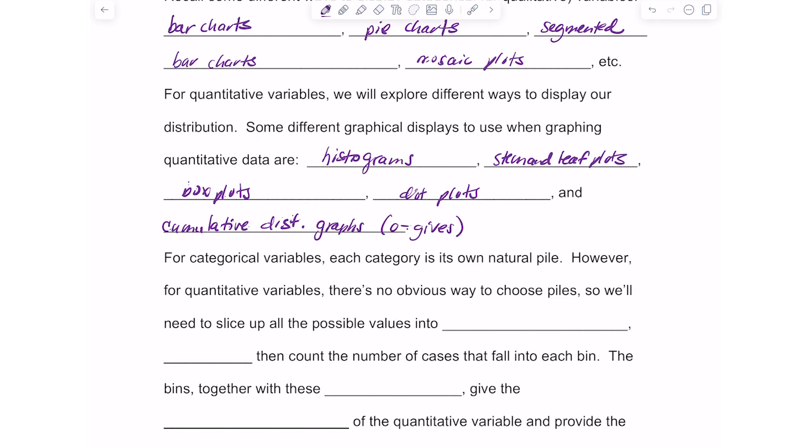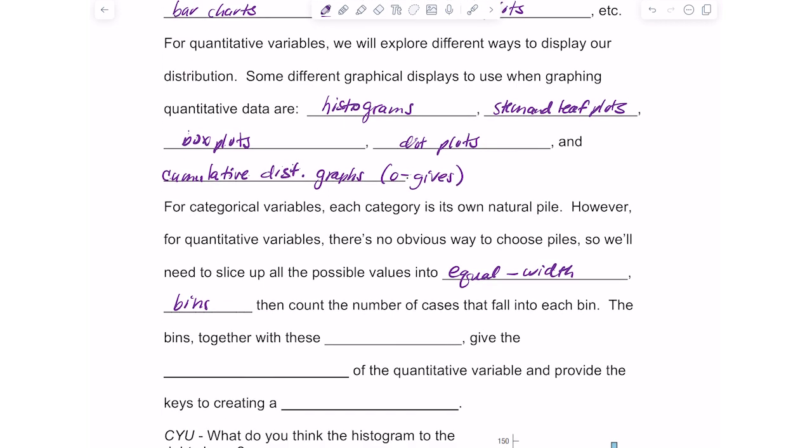So with categorical variables, each category was its own natural pile. When we're dealing with quantitative variables, there's no obvious way to choose those piles. So we need to determine our own way to pile all the data up. So we're going to slice them all up into equal width bins. And then we're going to count the number of cases, or the frequency, that fall into each bin. The bins, together with these counts, give the distribution of the quantitative variable, and they also provide keys to creating a histogram.